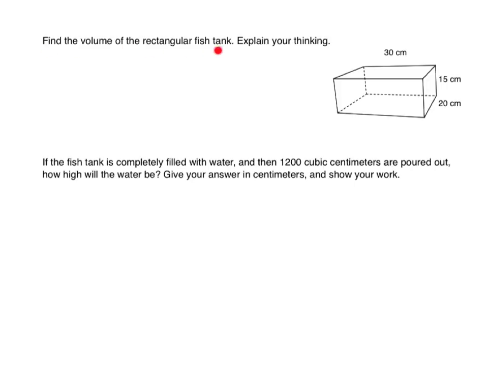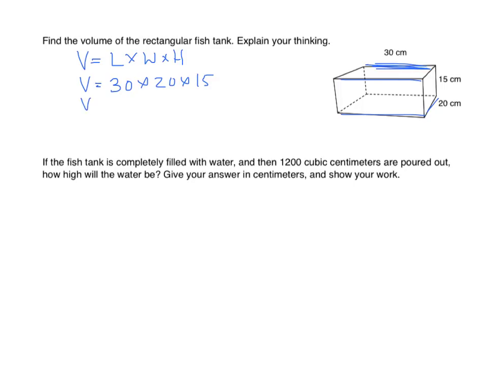Let's look at the first part. Find the volume of the rectangular fish tank. Explain your thinking. Well, that's pretty basic. We can just take our standard formula, volume equals length times width times height, and plug in our numbers. So volume equals our length. Well, the length is defined up here, which is the same as here and here. We'll get back to that for the next part of this problem. So I have 30, my width is 20, and my height is 15. And these are all centimeters.